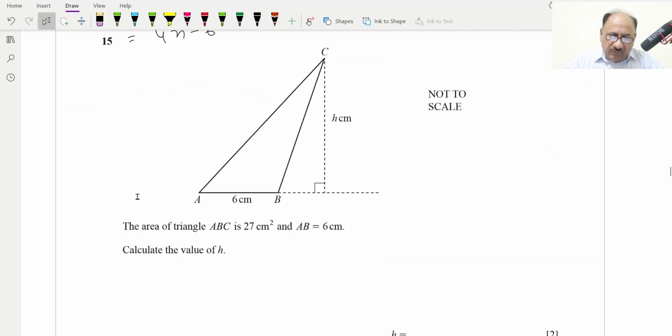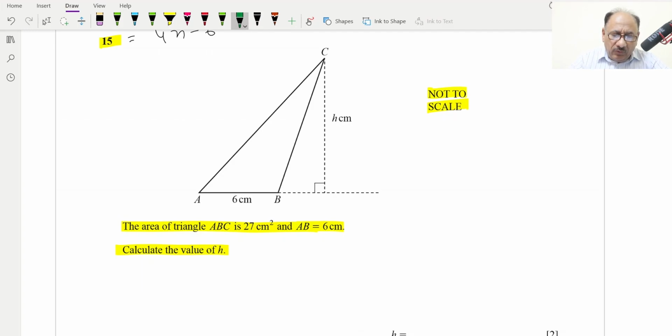Now question number 15. Question number 15, this diagram is provided which is not to scale, and the area of the triangle ABC is 27 centimeter square and AB is equal to 6 centimeter. Calculate the value of H. So we have to calculate the value of H.